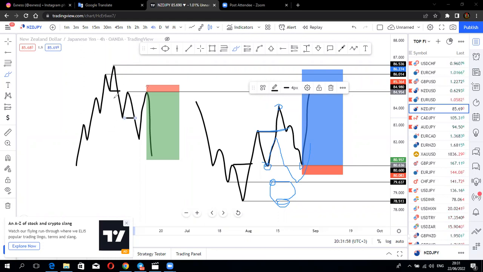The same case applied over here. Price inaweza ikawa imeshuka mpaka hapa. Ila bado haija break. Kama haija break, ina possibility ya kurudi to this point, then ndo i drop.